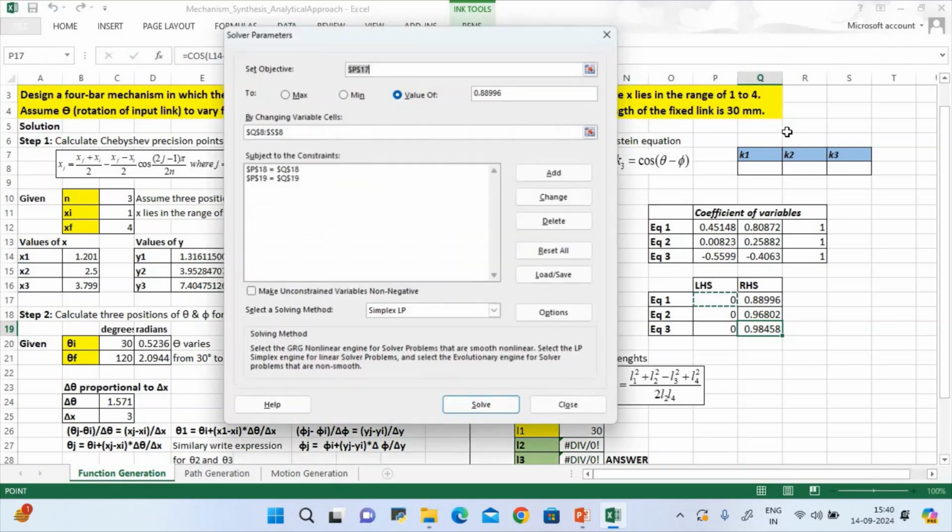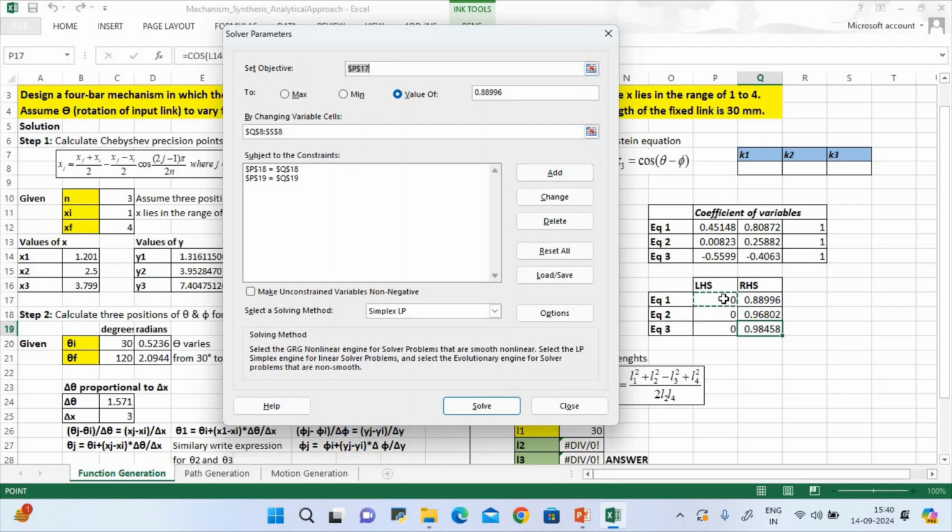So we will go to this, we will click on solver. On the solver you will select this particular cell. So this particular cell, you can see it is P17. So this is the P17 cell.